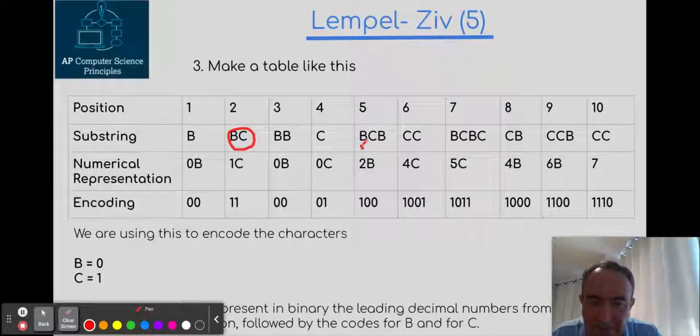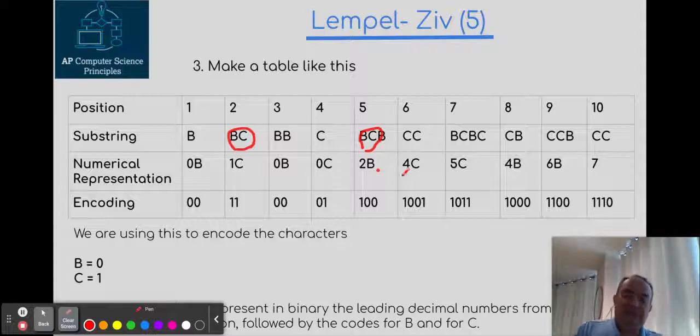BCB is an interesting one. I have BC in position number 2. So then I'm going to replace BC with 2, and then I'm going to put letter B. So that's how I go.